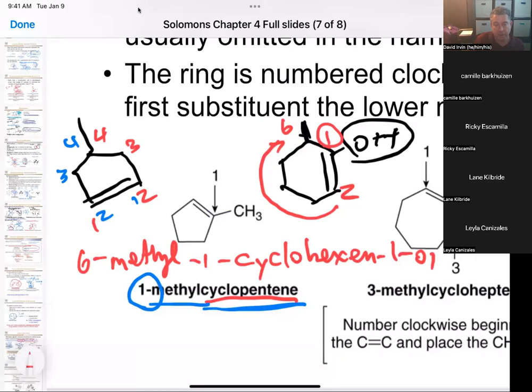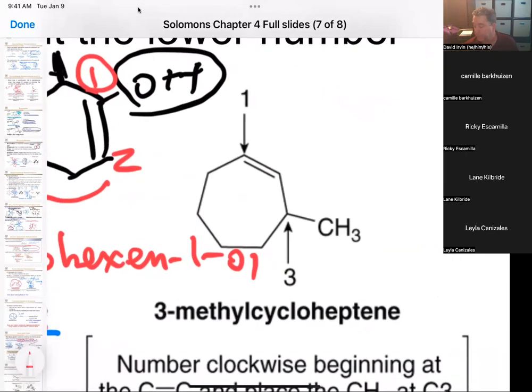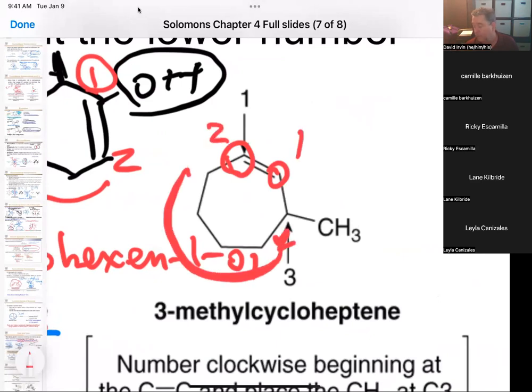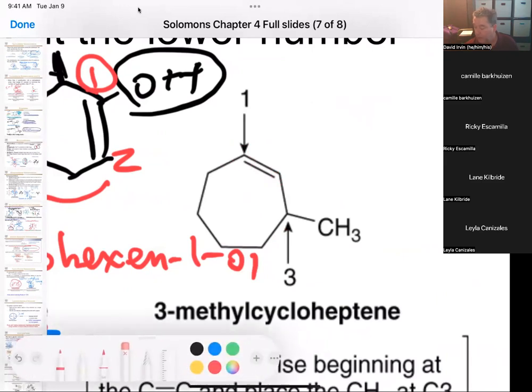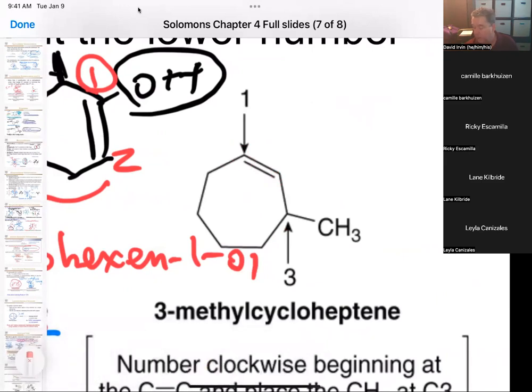The two carbons, the two double-bonded carbons, are the ones you have to number first. Okay, so in this next example here, we have to use this as 1 and this as 2, because if we labeled this 1 and this 2, that would put our substituent over here at 7. So we're not going to number it that way. We're going to number it in this direction to give us our substituent at the lowest number, and both carbons are in the 1 and 2 position. Okay, does that make sense?